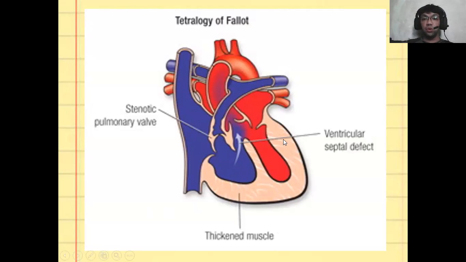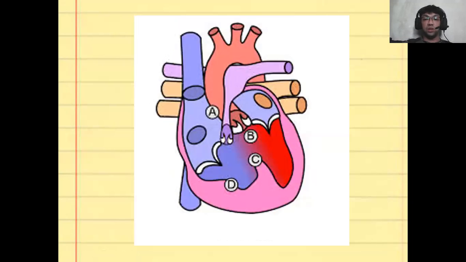As you can see here in the illustration, you can see the ventricular septal defect, which is the opening in between the two ventricles; the thickened muscle, that's the right ventricular hypertrophy; a narrowed pulmonary valve, that's the pulmonary stenosis; and look at the aorta here. It overrides both the right and the left ventricles. It shouldn't be found in the middle of these two. It should only be originating from the left ventricle. Those are the four defects.